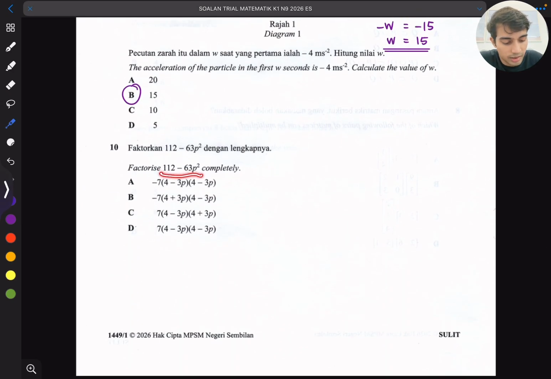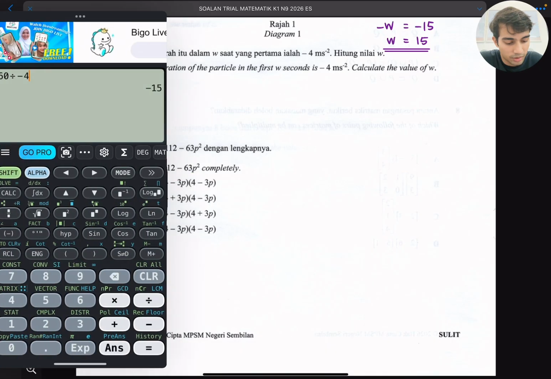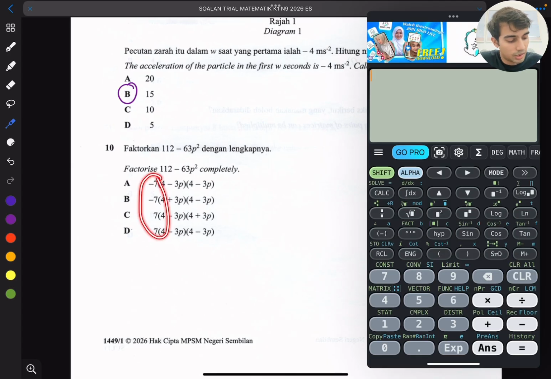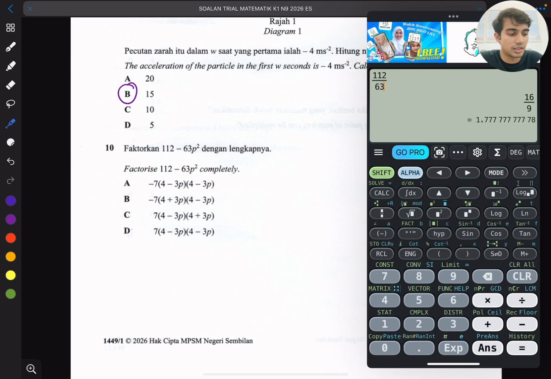Next, factorize this completely. All right. So let's try to figure out. Oh, actually, no need. They already showed us here, all can be divided by 7. Okay, let's say they didn't show us here. What you can do is, you can do 112 over 63. So this simplifies to 16 and 9, right? So you can figure out 112, how did it become 16? 112 divided by 16 is 7. So that means all of this can be divided by 7.